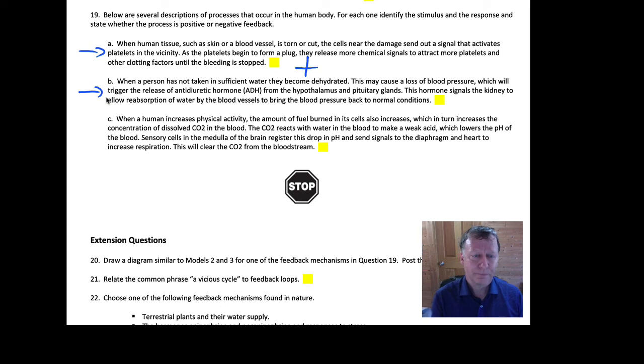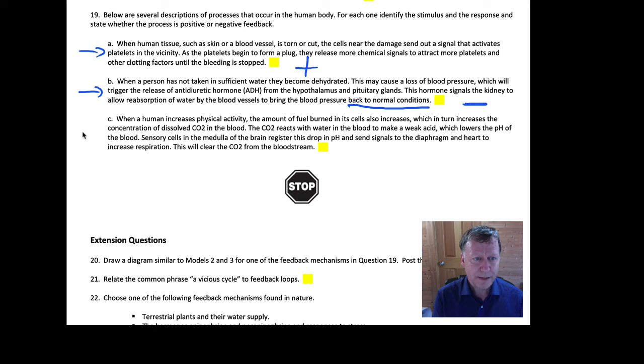Now let's take a look at B. When a person is not taking in sufficient water, they become dehydrated. And this affects homeostasis again. This may cause a loss of blood pressure, which will trigger the release of antidiuretic hormone, ADH, from the hypothalamus and pituitary glands. So we are releasing a signal. This hormone signals the kidneys to allow reabsorption of water by the blood vessels to bring the blood pressure back to normal conditions. The big clue here is back to normal conditions. We aren't amplifying the effect; instead we're trying to return it to normal, to stabilize it. So this would be a negative feedback loop.